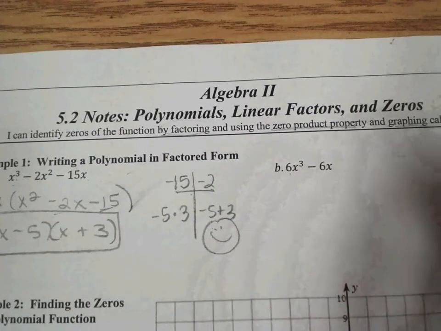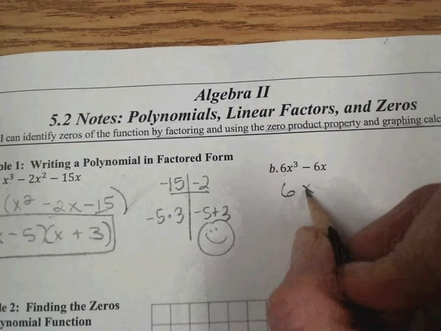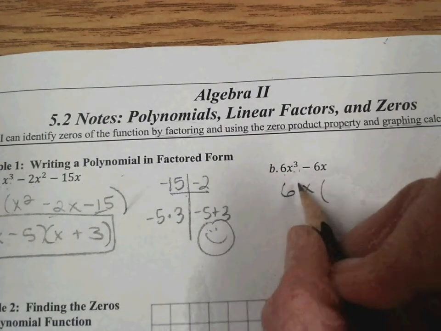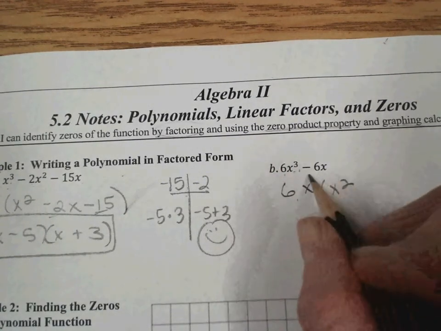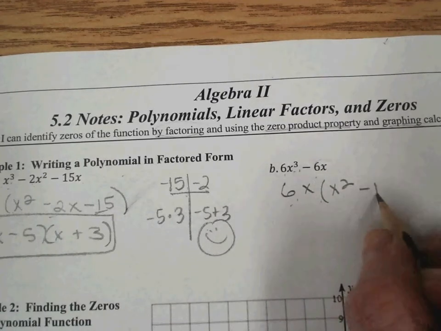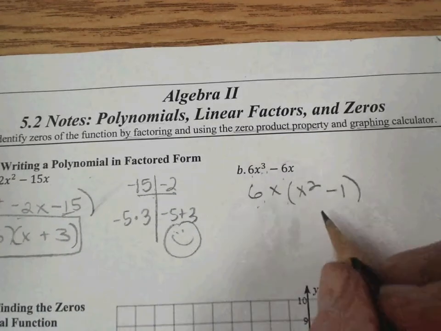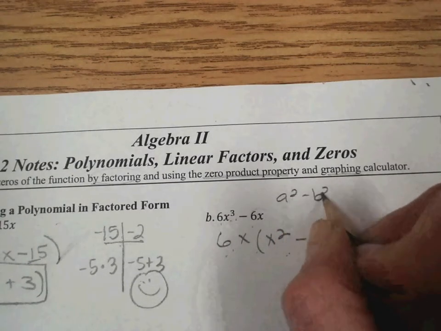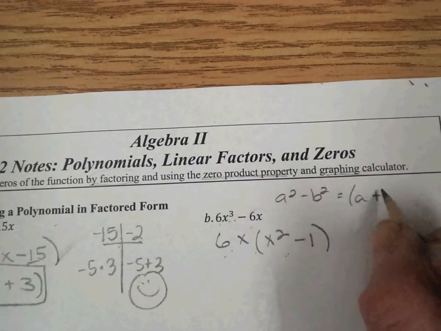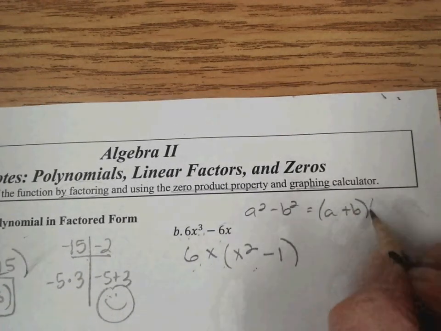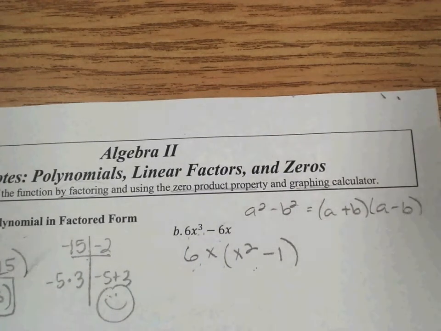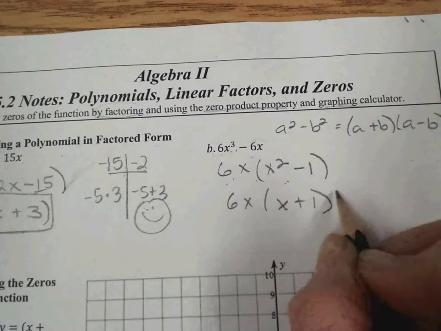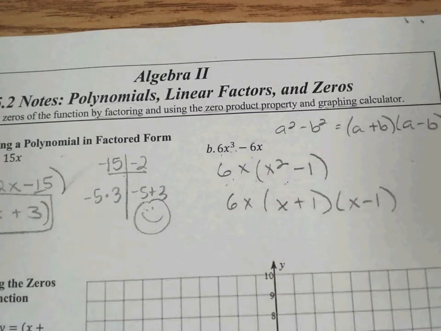Part B, we look again for a common factor. 6 and x are the common factor here. Dividing this by 6x, we get x squared. Dividing 6x by 6x, we get 1. Now this can be factored further. If you recall, this is in the form of a squared minus b squared, which factors into a plus b, a minus b. So we wind up with 6x times x plus 1, x minus 1.